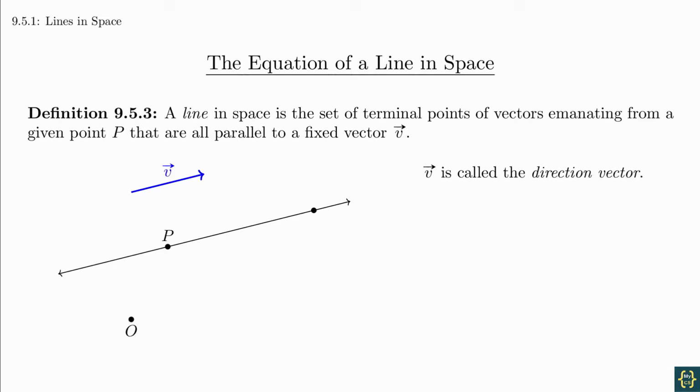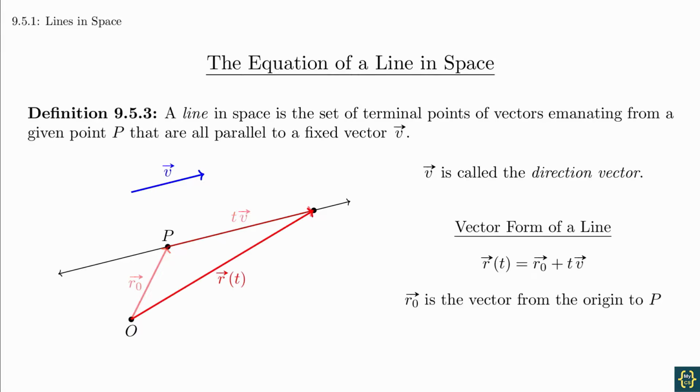If we wanted to describe how to get to any of these points starting from the origin, we would first have to move to the point P, and then move by some scalar multiple of V. And this is exactly the vector form of a line. Notice that there are multiple representations of a line. We can change the point P to any other point on the line, or we can change the length of V or have it point in the opposite direction. So the equations of lines are not unique.